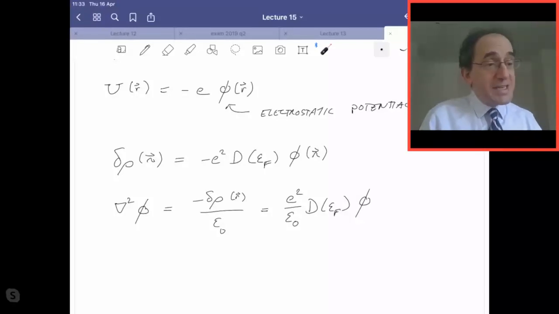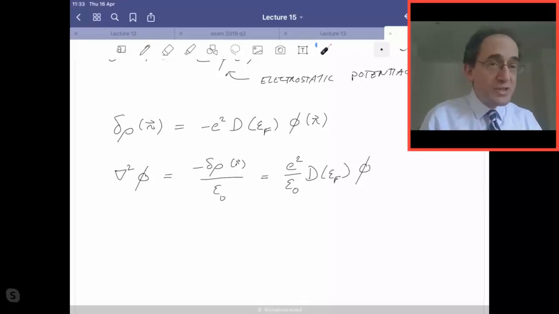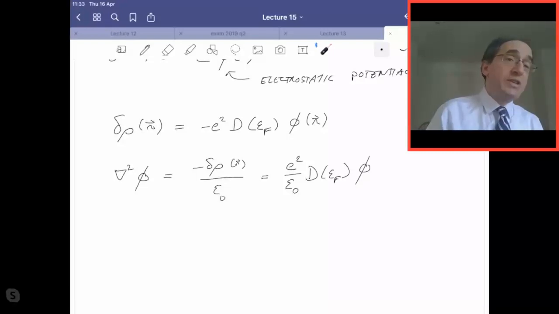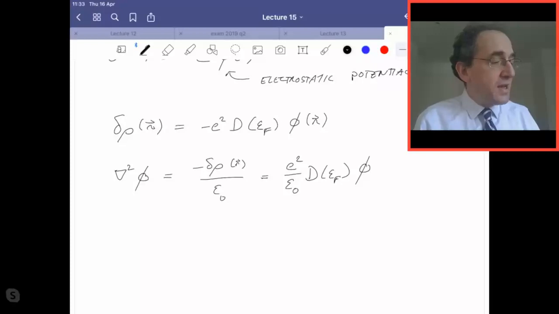So that's basically what we've done, although we haven't solved the Schrödinger equation. Our approach to solving the Schrödinger equation is just to say that the change in density is proportional to the density of states, which is very crude, but it's going to do the job for us.